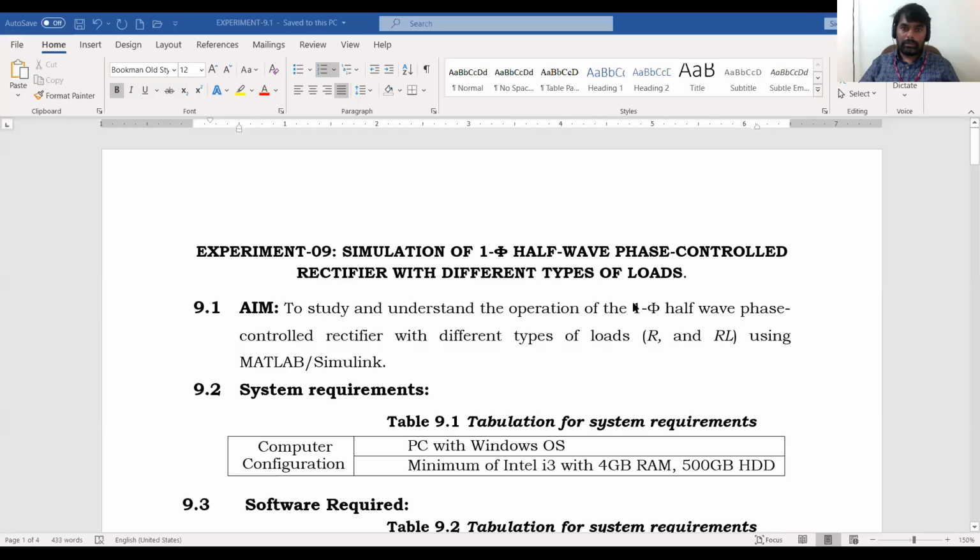In today's session, we are going to simulate the single phase half wave rectifier. So let me share that document with you so that you will have some idea what is there in the circuit and what the operation of it is.